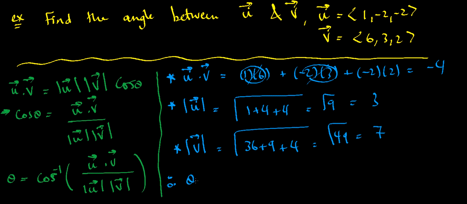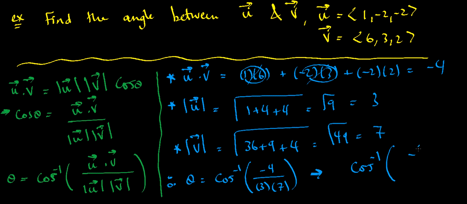Therefore, theta is equal to cosine inverse of u dot v, which we found to be -4, over the magnitude of u times the magnitude of v. So 3 times 7 equals cosine inverse of -4 over 21. And that's the final answer over here.